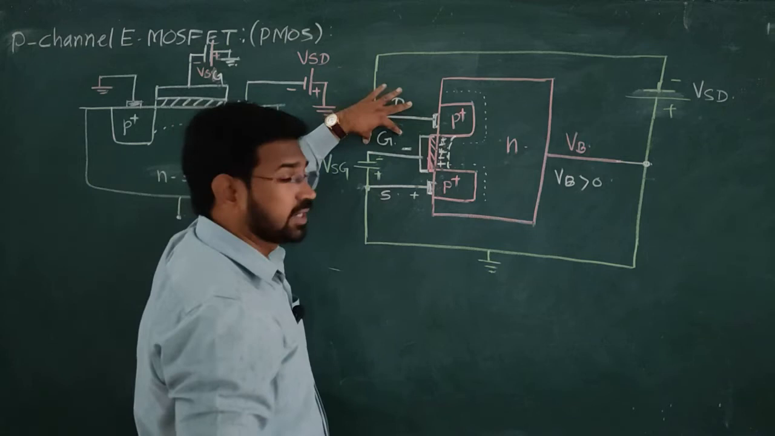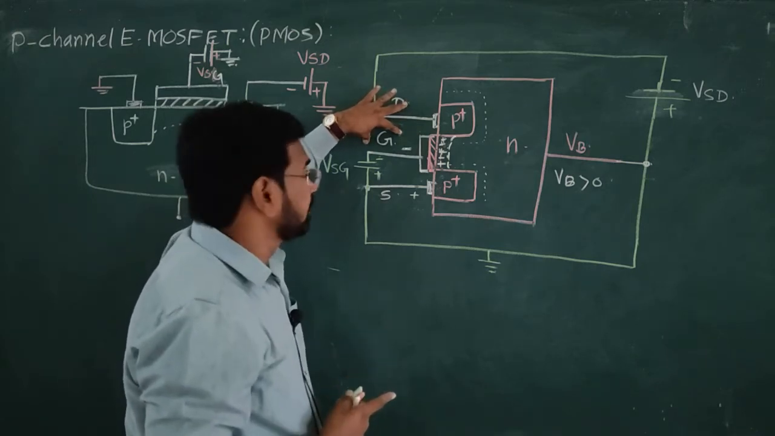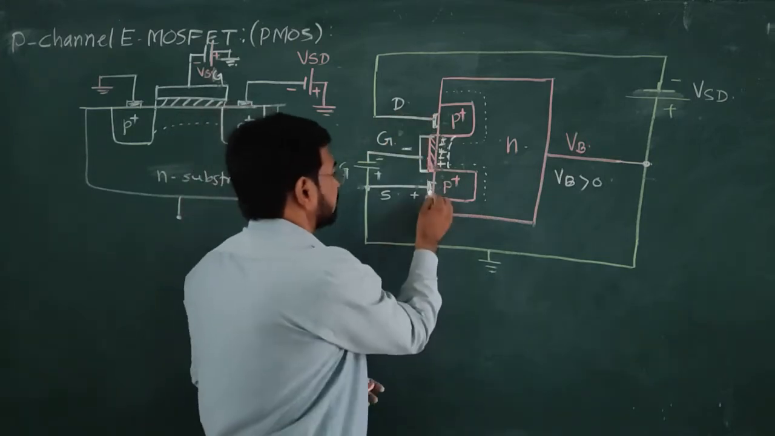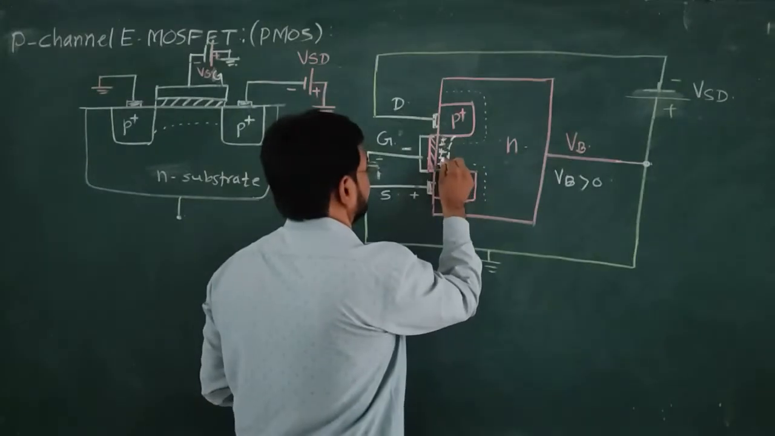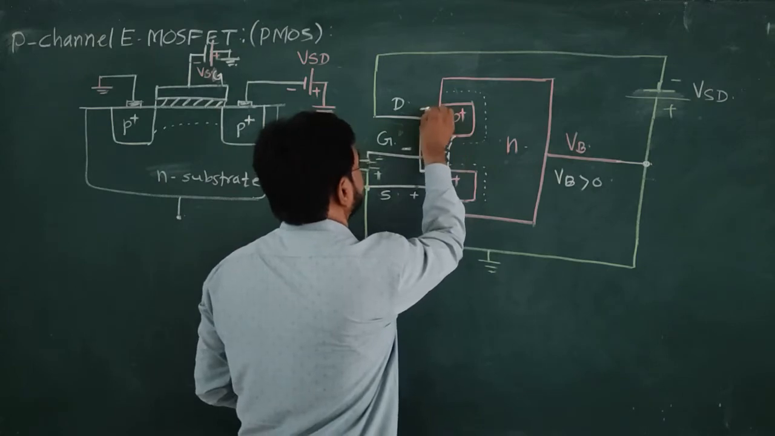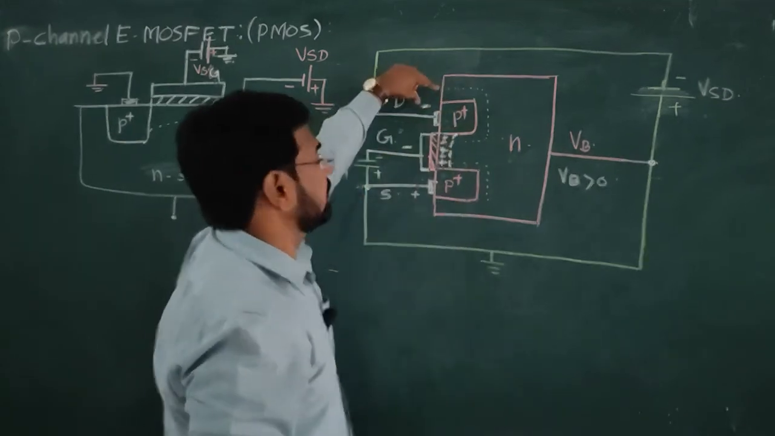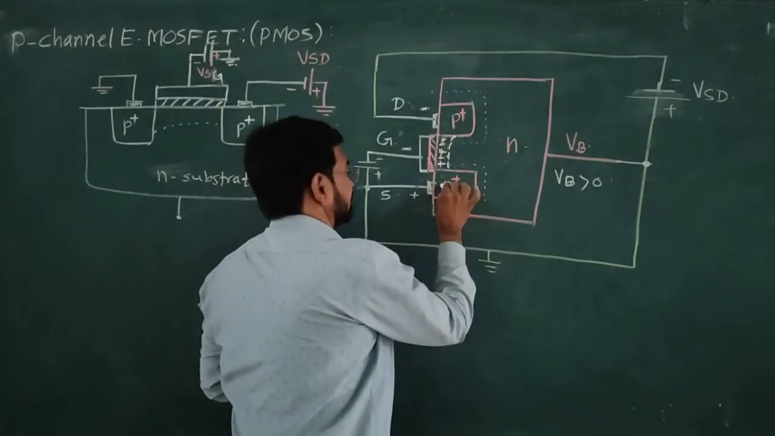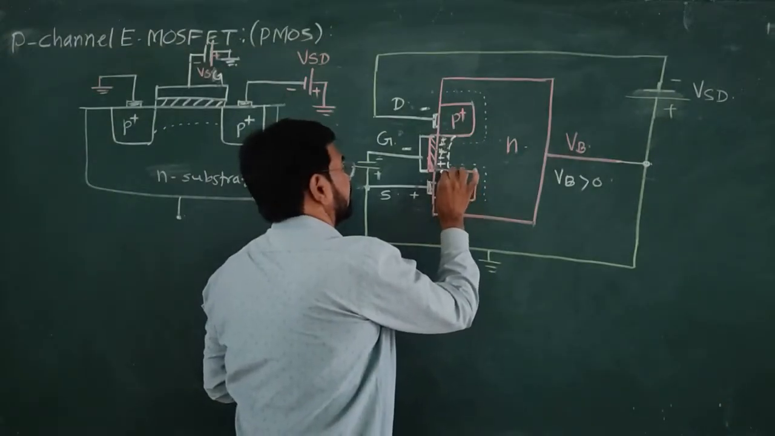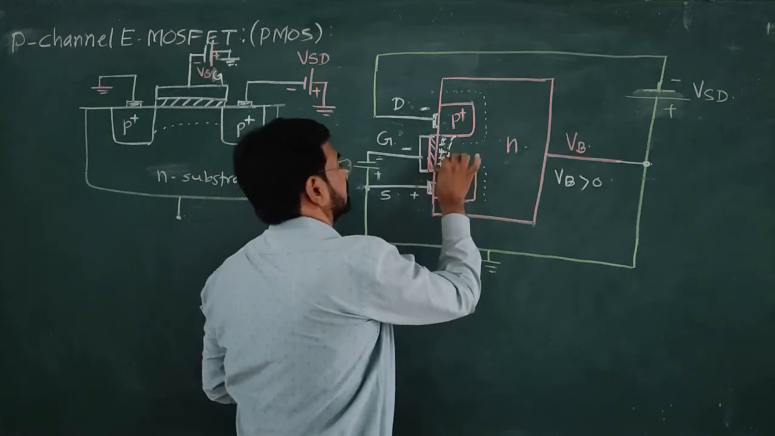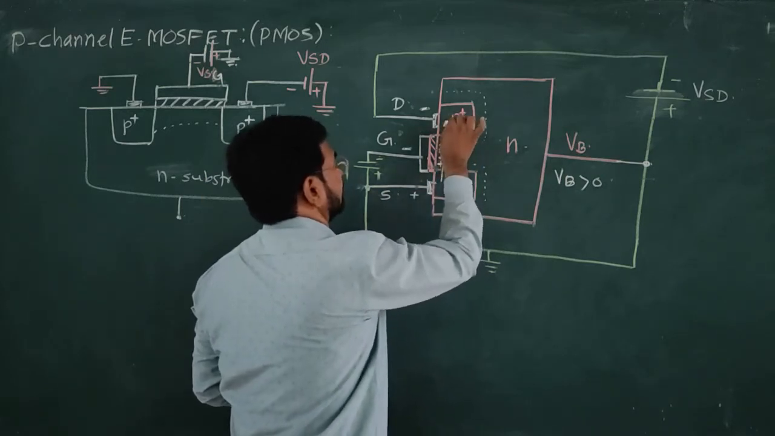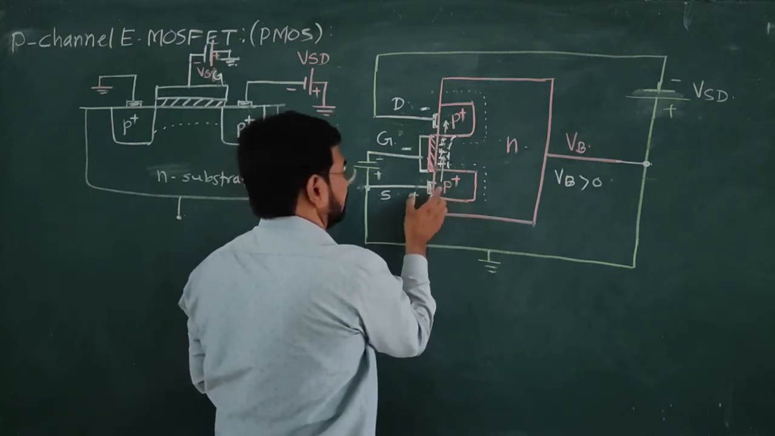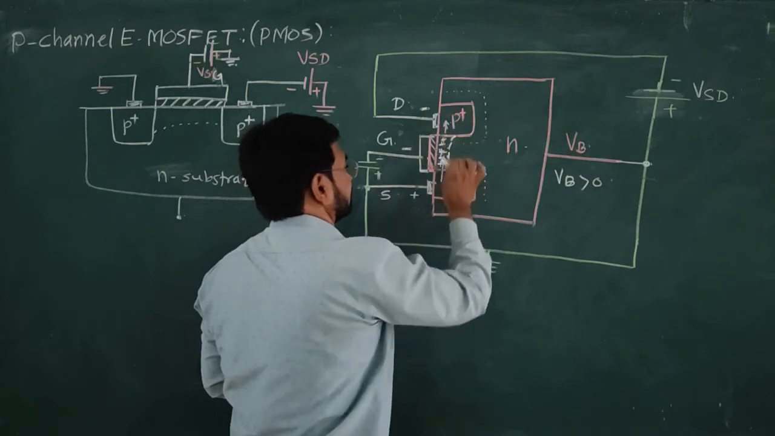When the voltage on the gate is greater than the threshold voltage, the inversion layer is formed below the oxide layer, and these electrons are repelled due to this positive charge and attracted due to this negative polarity on the drain, and the holes from this P plus source region move towards this drain region, okay. Here the holes are the main source of current, therefore the direction of current is like this, okay.